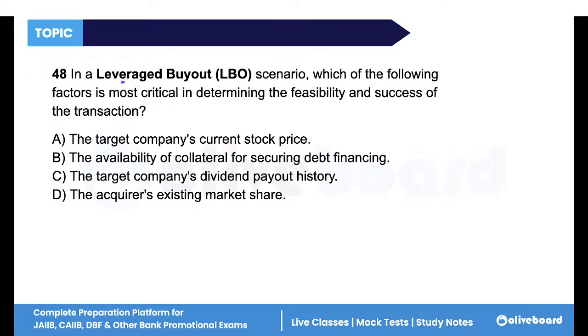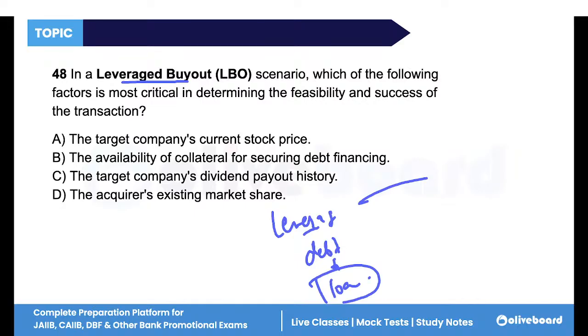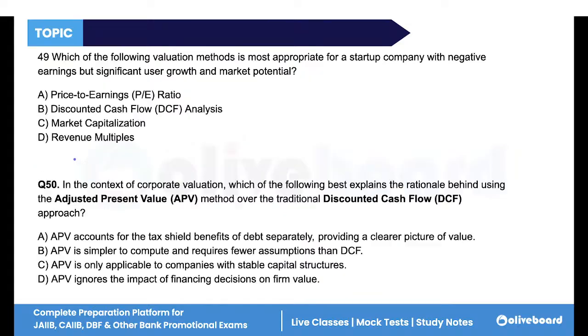Now, what is leveraged buyout? Leveraged means what? If you talk about the leverage, it means what? Debt. Debt means what? Loan. If you are purchasing another company with the help of loan, that is known as leveraged buyout. So target company's dividend payouts history, target company's current stock price or availability of collateral for securing debt financing. Now, next two questions, 49, 50.